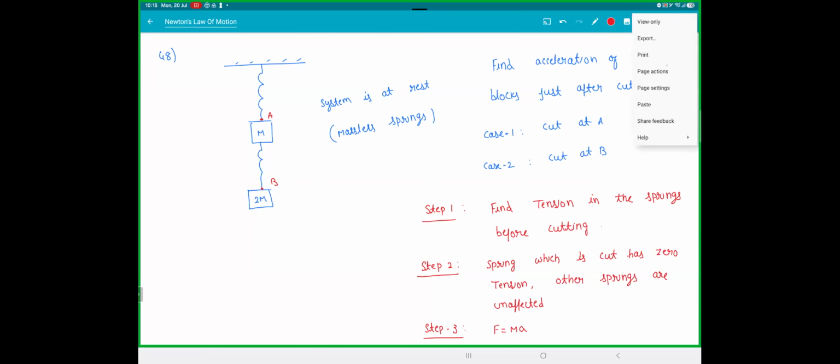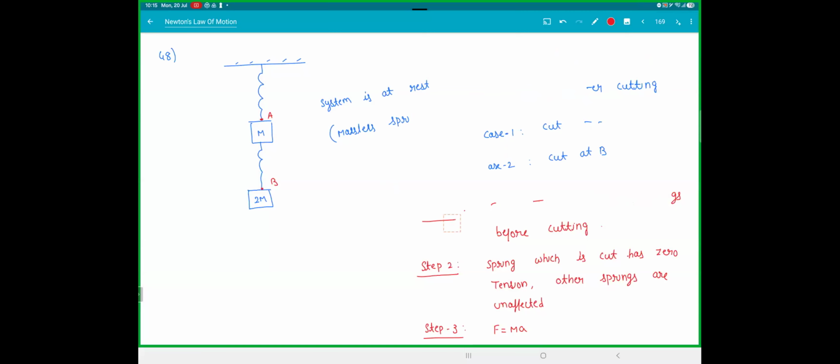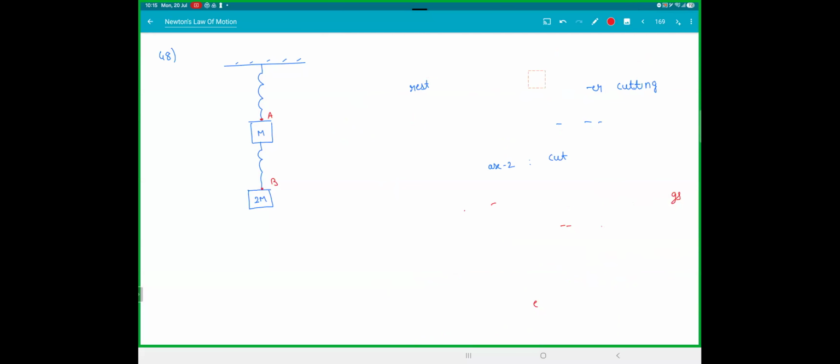Okay, so let's see how to do this. Step 1, let's find the tensions. Initially, system is at rest.